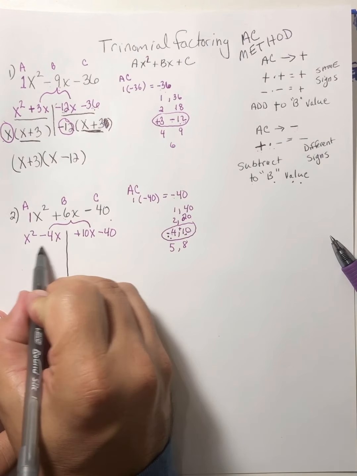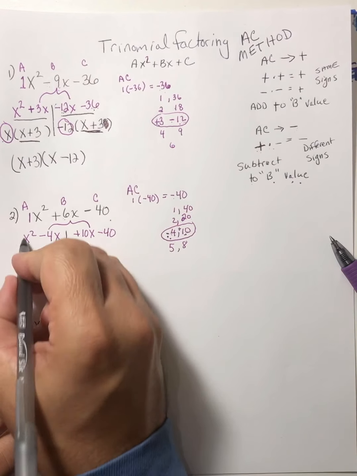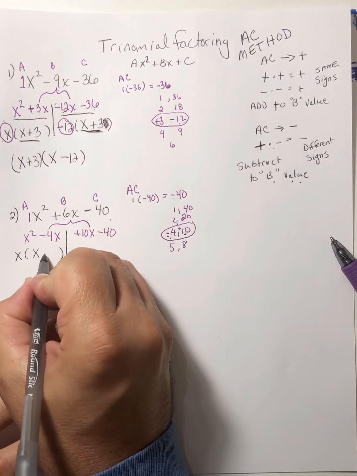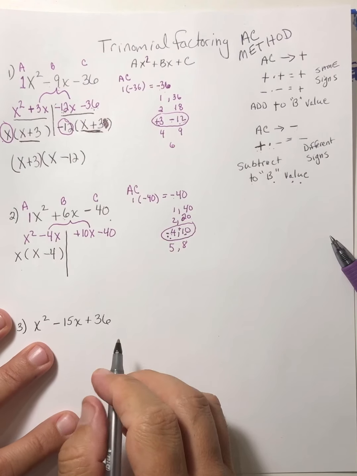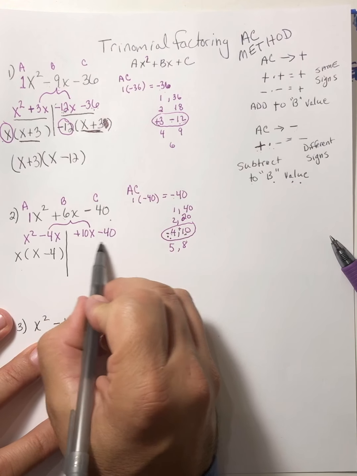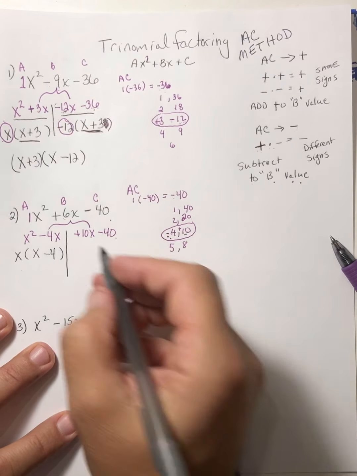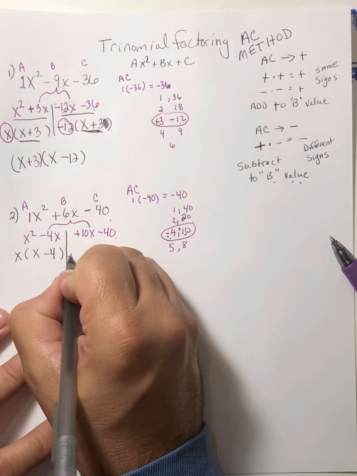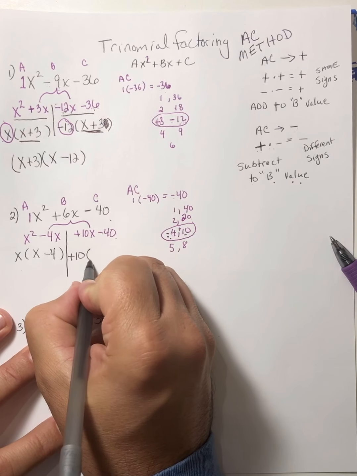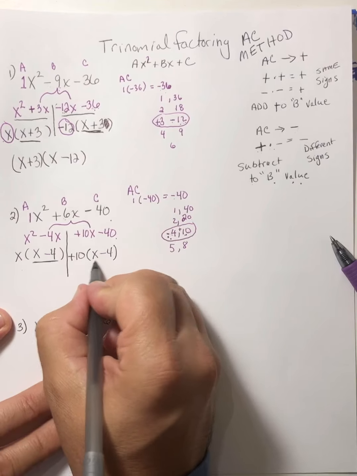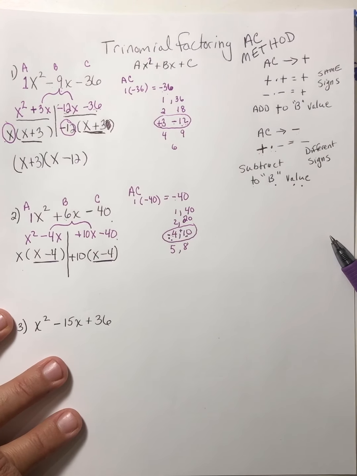What's the GCF over here? That's right, a GCF of x. They have an x in common. So then we have x minus 4. Over here, what's the GCF? Good, 10. So plus 10. Then we have x minus 4. Notice these two are exactly the same. Okay?